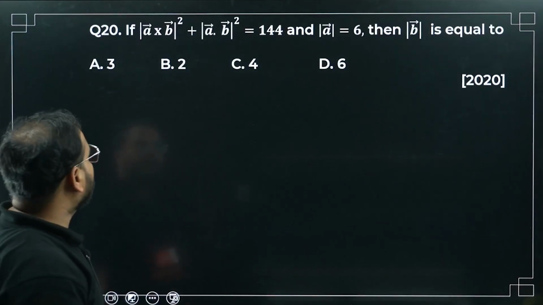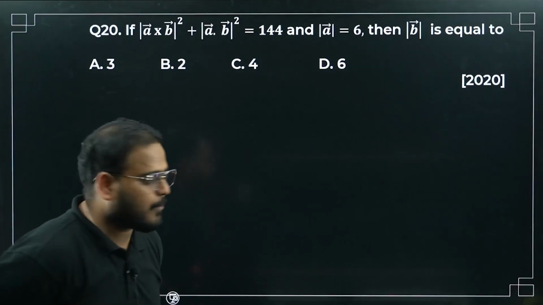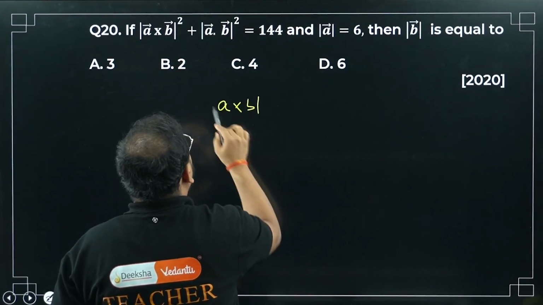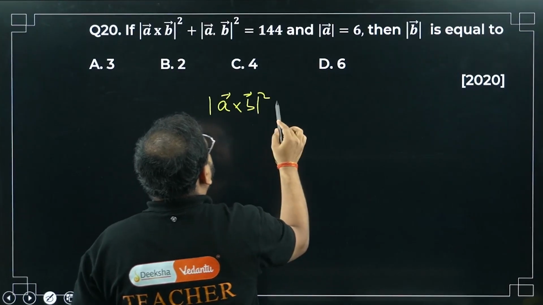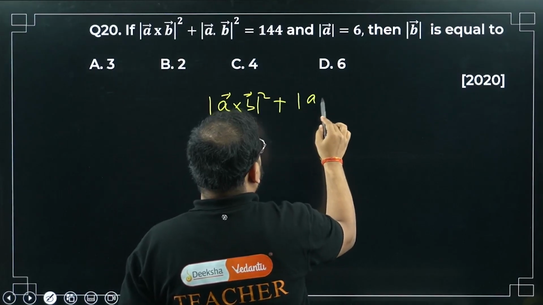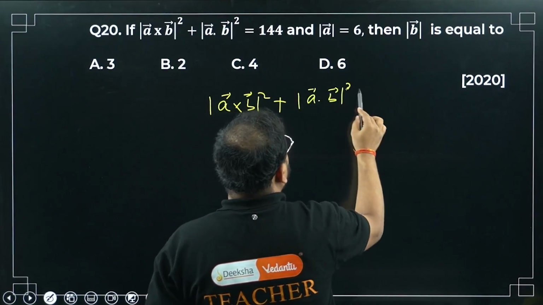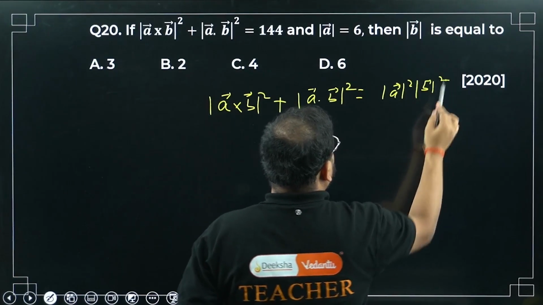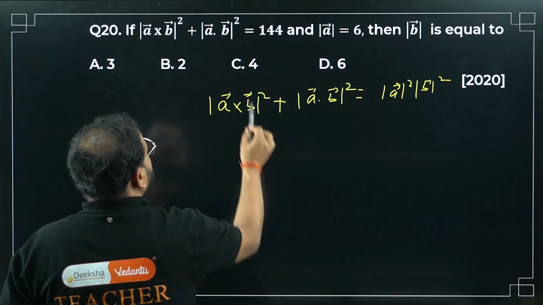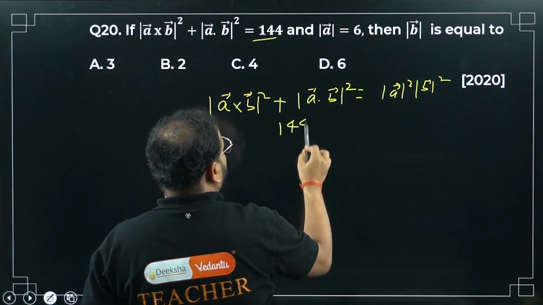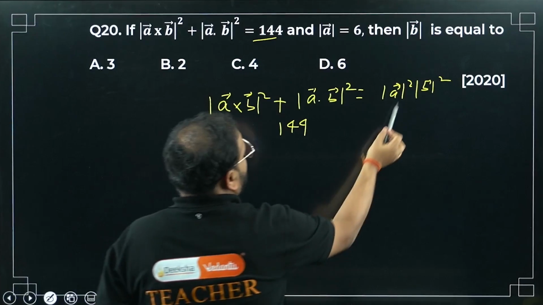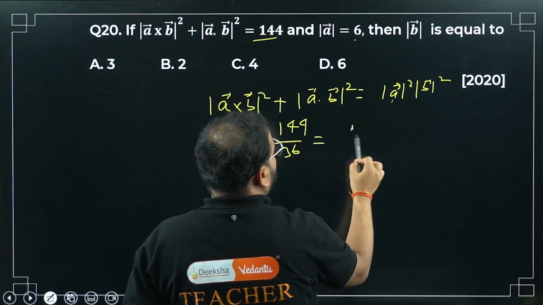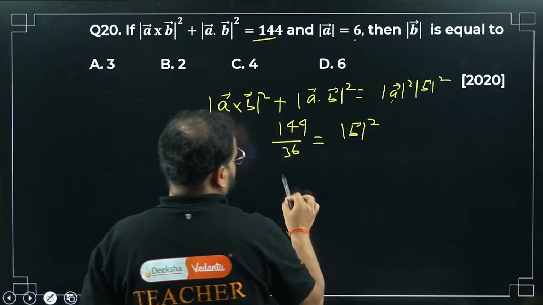Moving to question number 20. Remember this property? I just taught you this. A cross B, the whole square in vector form, plus the dot product of vector A and B, again the whole square, equals what? Vector A magnitude square times vector B magnitude square. This is given as 144. Divide 144 by this value, 36. How much is that going to be? 36 equals what? Vector b mod square.